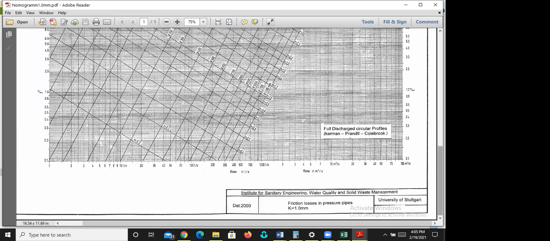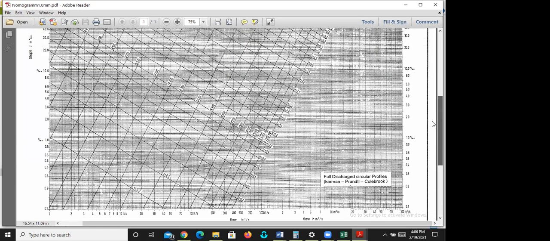So how do you use this chart? On the horizontal axis, you have your flow. 1 liter per second, 2 liter, 3 liter, 4 liter, 20. When it gets to this place, it increases to 10. It's just the same units. 20, 30, 40, 50, 60, 100, 200, 400, and so on until you get to 100 meter cube per second. That is the limit you can design.